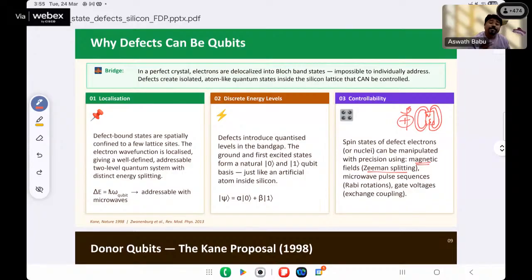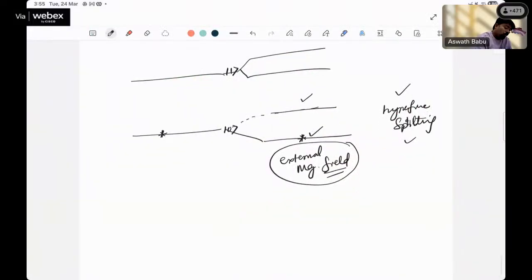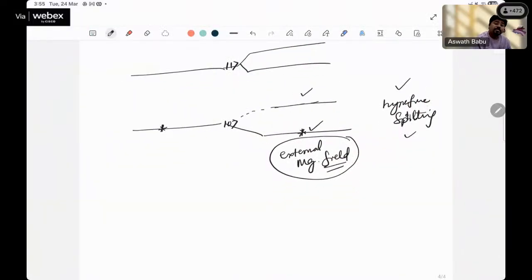You can do the same thing by using an electric field also. That is called Larber splitting. Using a magnetic field is Zeeman splitting. To do it, you may not need a serious amount of electric or magnetic field. You can just use a simple microwave pulse sequence, which comes with a small electric and magnetic field. They themselves can put the electron to hop between the ground and excited state continuously.